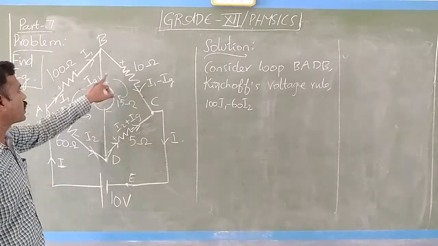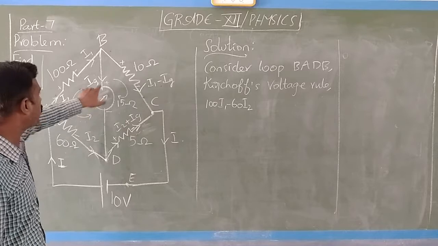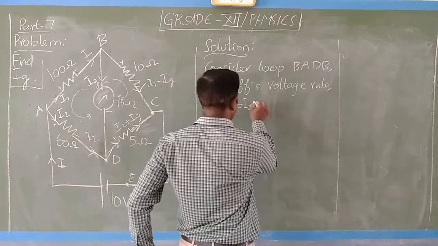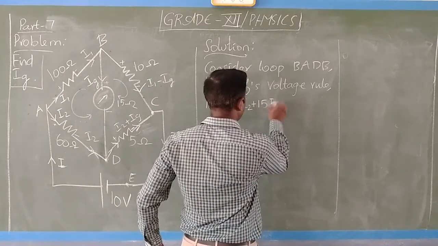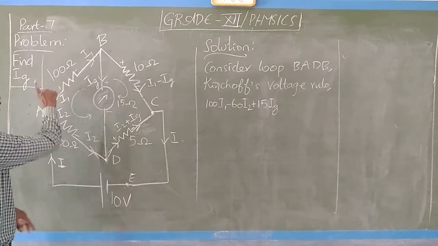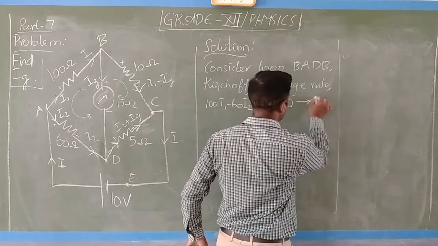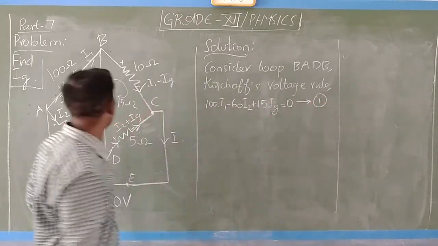Negative to positive is increase in potential. So 15 Ig. So plus 15 Ig. And now, so this loop is over. This is equal to 0. The first equation here.